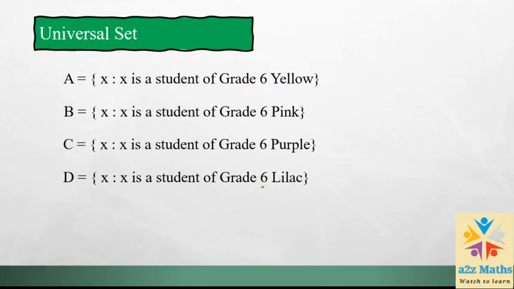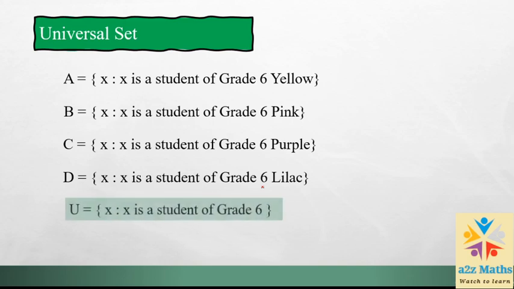For example, we have a set A where X is a student of grade 6 yellow, and a set B where X is a student of grade 6 pink. Then a set C, students of grade 6 purple, and set D, the students of grade 6 lilac. Now all these students are different from each other. There is no student from one section which is also part of the other section.